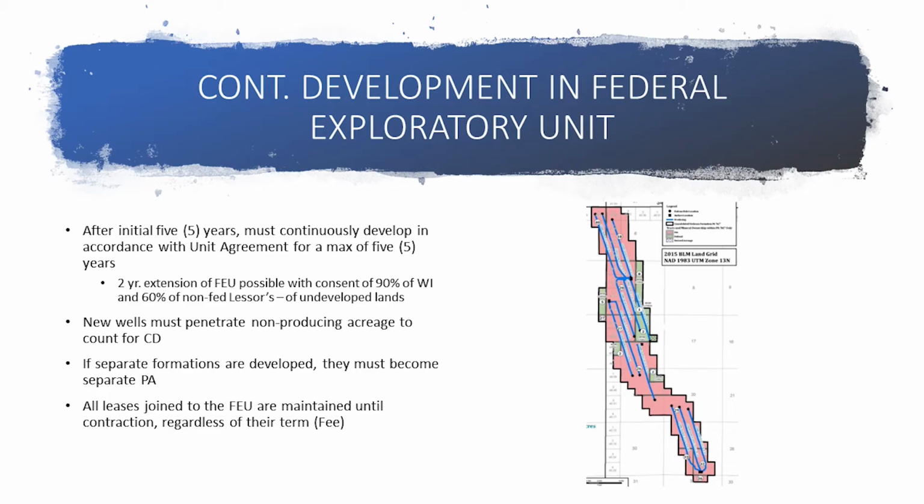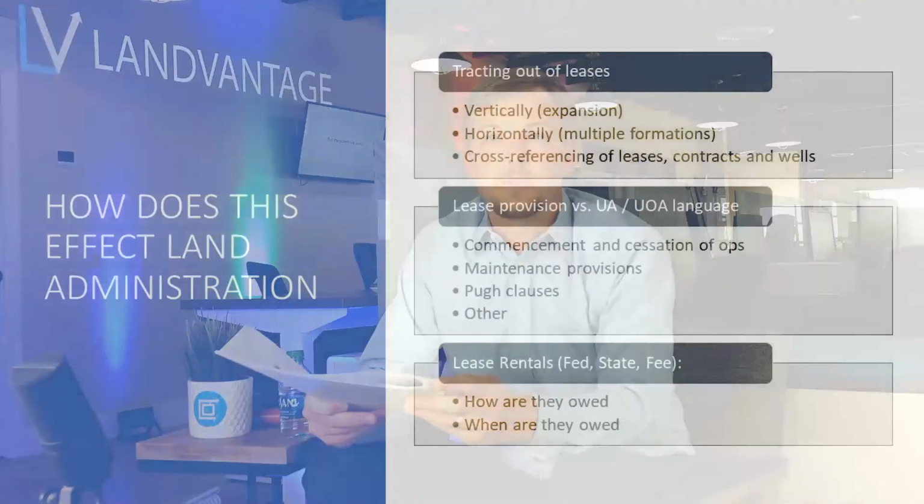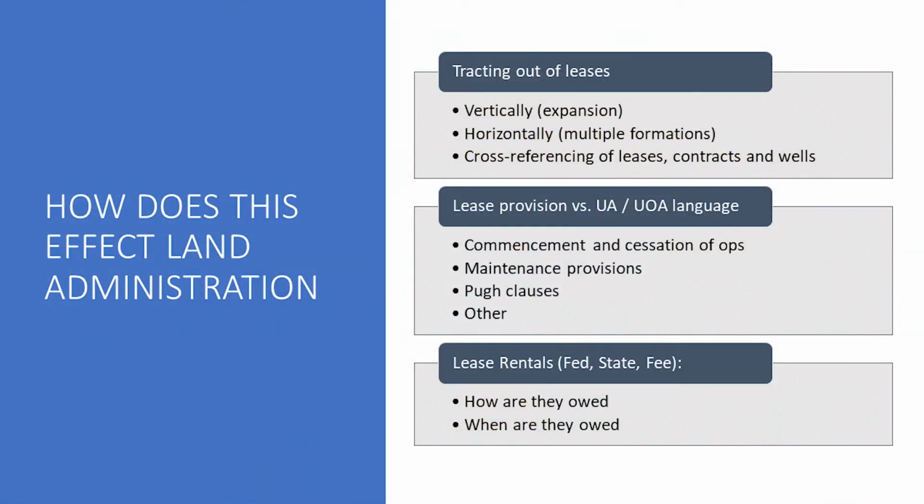And another thing that's important if you're in a stack pay situation is, each zone or each formation that you're producing has to have its own PA. So you might drill, let's say, a Niobrara well and have a Sussex well overlaying it. Those have to be separate PAs. They can't be in the same PA for production purposes. So how does this affect land administration, a lease analyst, a land professional is, as you saw in those visuals, there's a lot of tracting out of leases that can occur. You could tract them out, and then those statuses could change as the PA expands or contracts in the future.